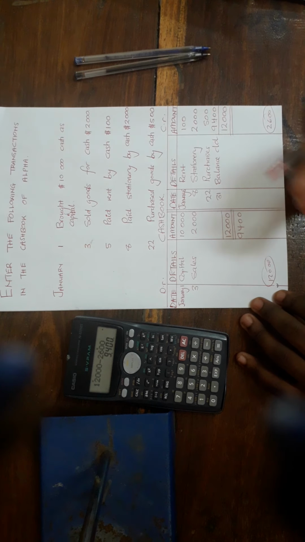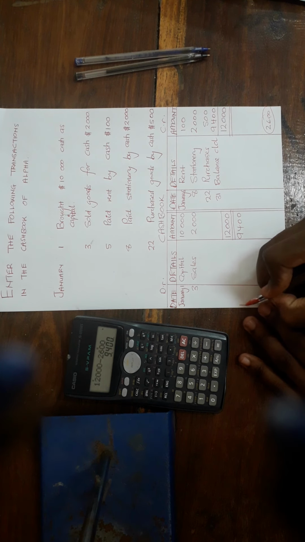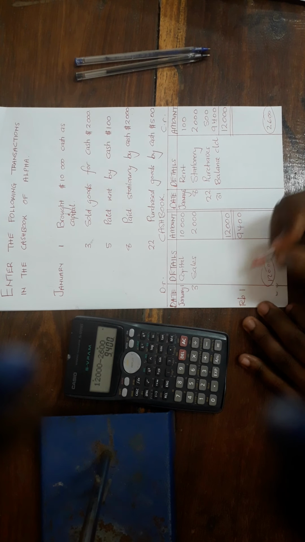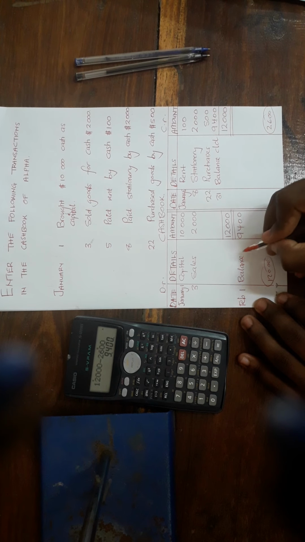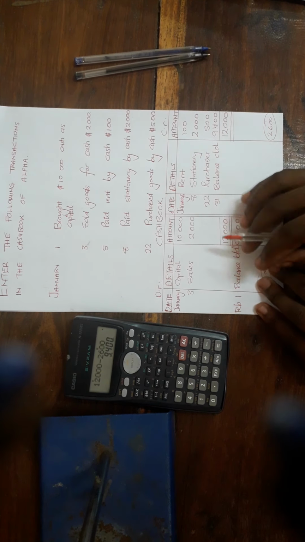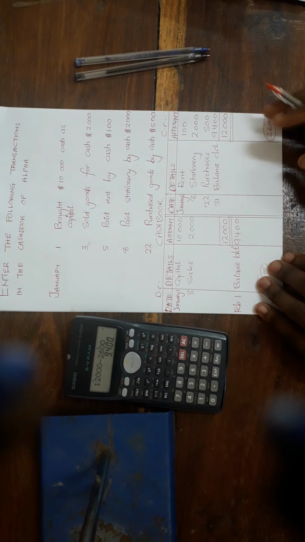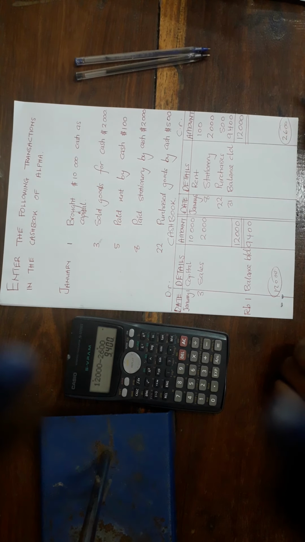Then my next month is February. What is the first day of my next month? It is 1 February. So I write 1 February here, and this will be my balance BD. So this is how we prepare our cash book and balance it. I hope guys you have enjoyed and understood what I have explained. Right, see you.